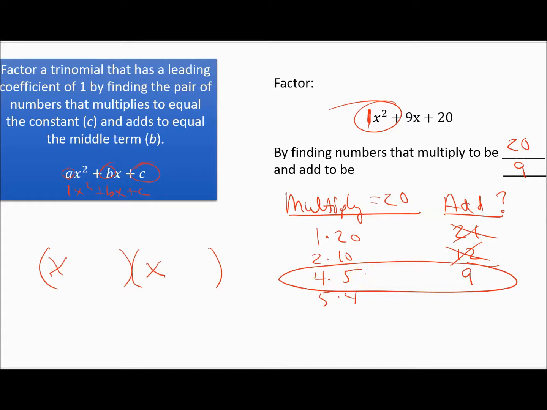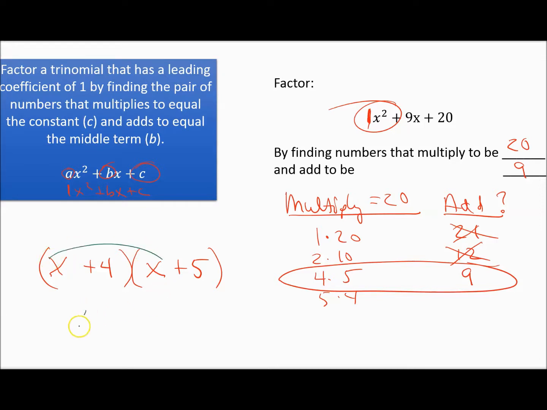Now, how do I know whether I add or subtract? Well, 4 and 5 are positive, so I put plus 4 and plus 5. Now, how could you check it? Well, you multiply it back out, right? And I advise that you always check your factoring problem.